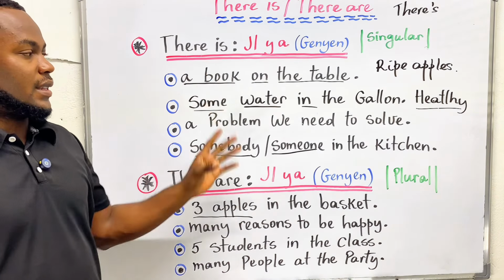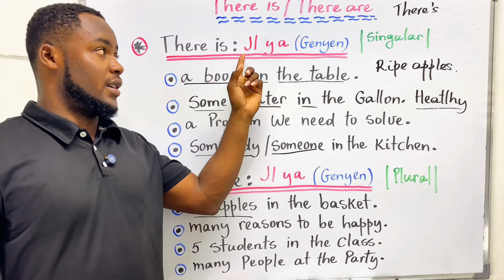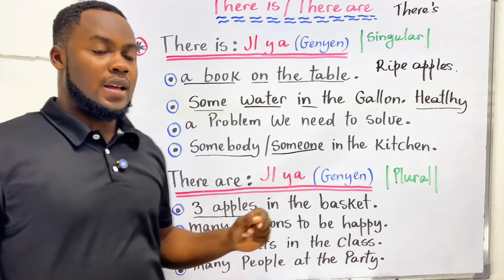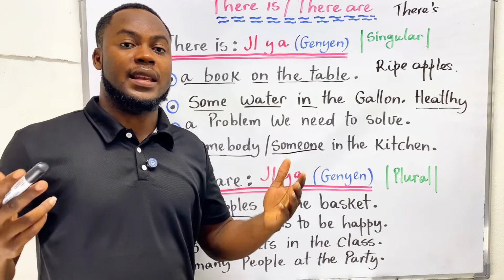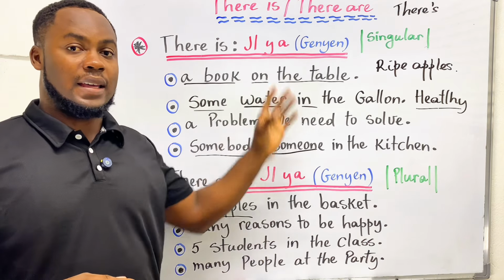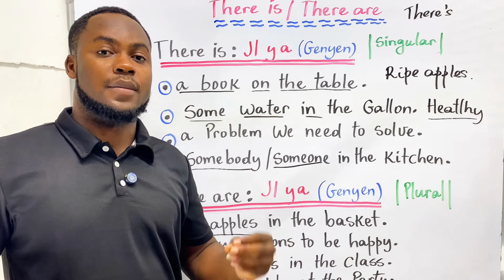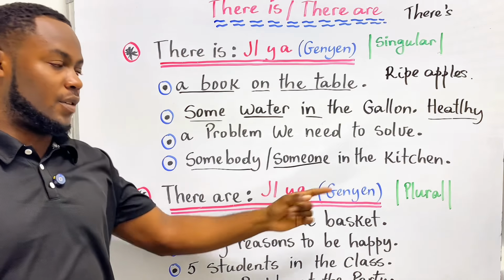Okay? That is the difference between there is and there are. There is is used for singular and there are for plural. But they mean the same thing. We use them differently in English. There is for singular and there are for plural.